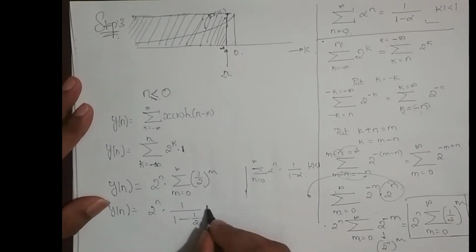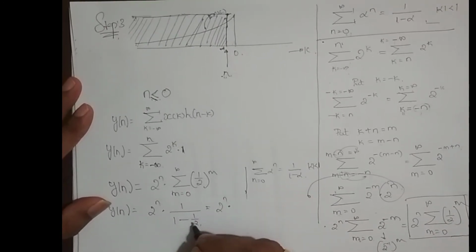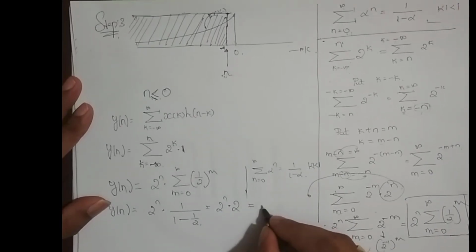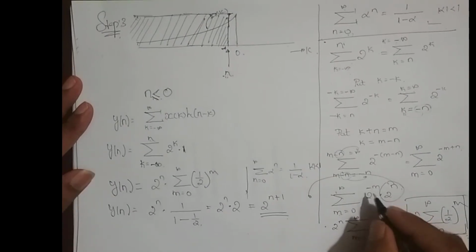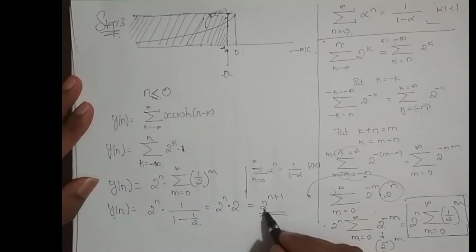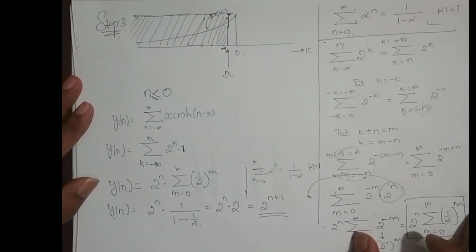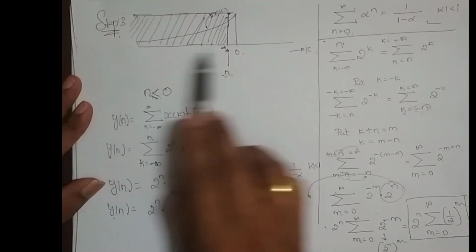right? And what is this? 2 power n into 1 divided by 1 minus 1 by 2, that is 1 divided by 1 by 2, which is 2, right? And what is this? 2 power n plus 1. So y of n, the output, is 2 power n plus 1 for n less than or equal to 0. Okay. Now, this is for n varying from minus infinity till 0.